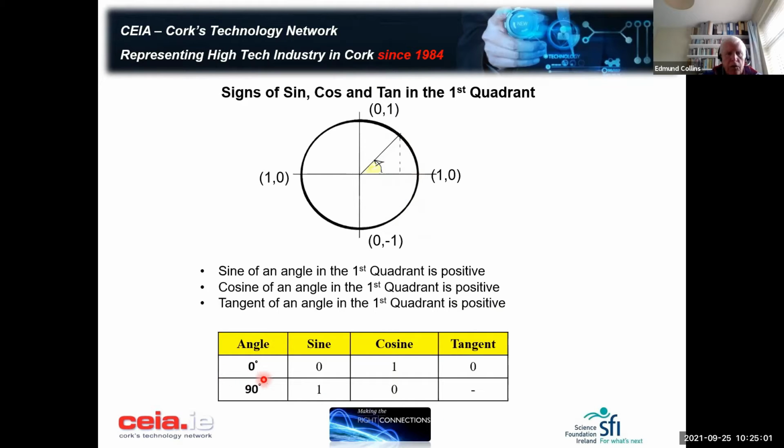I've just put here some typical angles. If the angle is 0, the sine is 0. Because obviously if you think of the radius coming back down onto the x-axis, remember the sine of the angle is the opposite over the hypotenuse. So this length is going to 0, so it's 0 over the hypotenuse. That's why it's 0 here. However, in this case, the cosine is 1. Tangent similarly is 0. If the angle's 90, the sine is 1. The cosine is 0. The tangent is undefinable because you're dividing by 0.